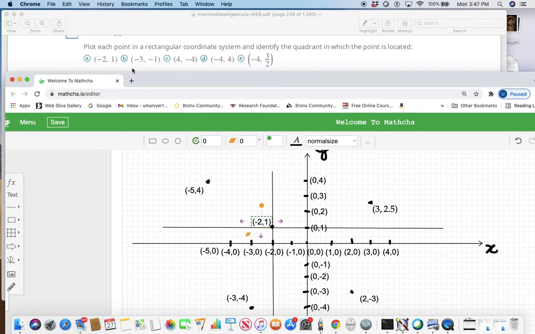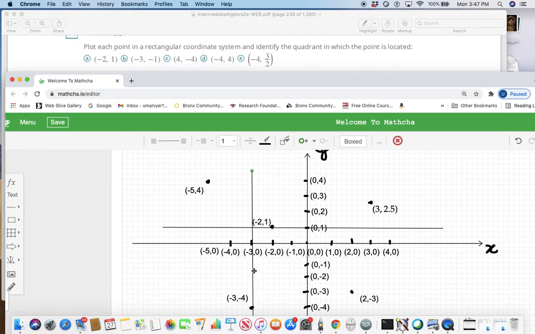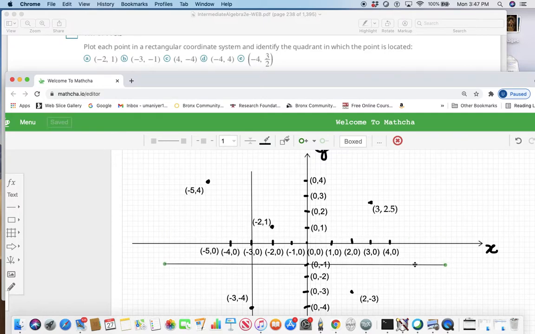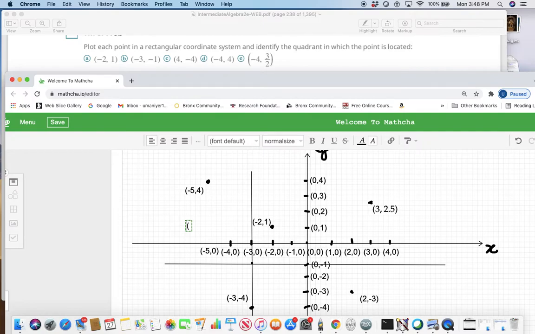All right. Negative 3, negative 1. X coordinate negative 3. And y coordinate negative 1. So on the y-axis, you want to be at negative 1. So on the x-axis negative 3, on the y-axis negative 1. So where these lines intersect is the point negative 3, negative 1.